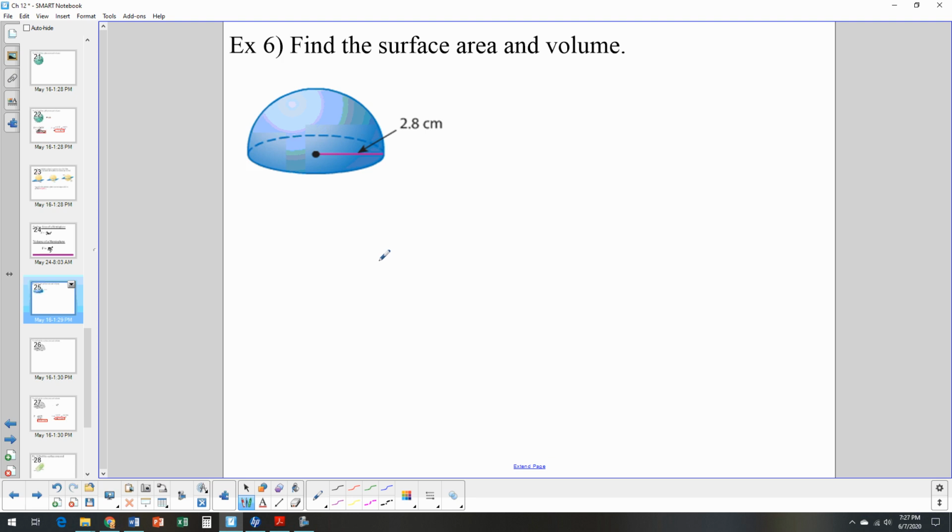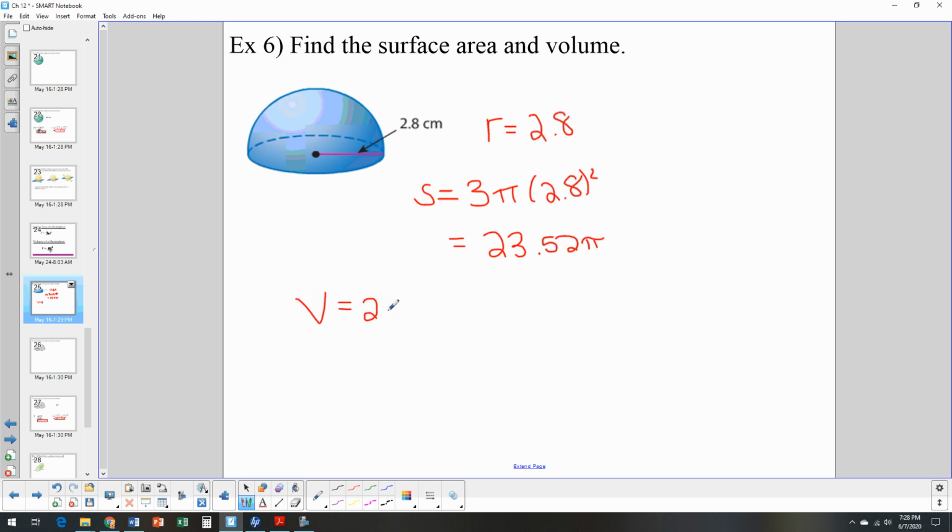So for example 6, my radius is 2.8. So my surface area is going to be 3 pi r squared, so 3 pi 2.8 squared. So that's going to be 23.52 pi. And then the volume is 2, oh, sorry, didn't finish that one. That's the exact answer. The approximate answer would be 73.89.